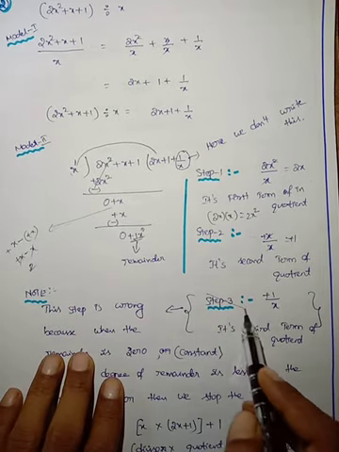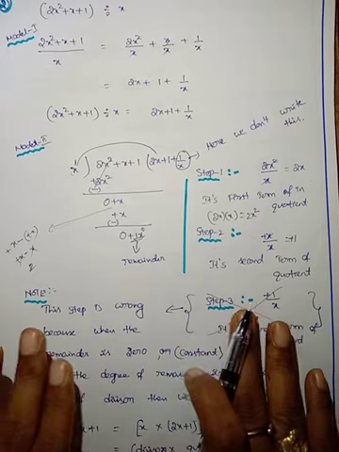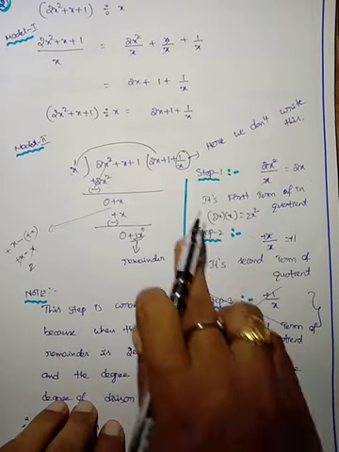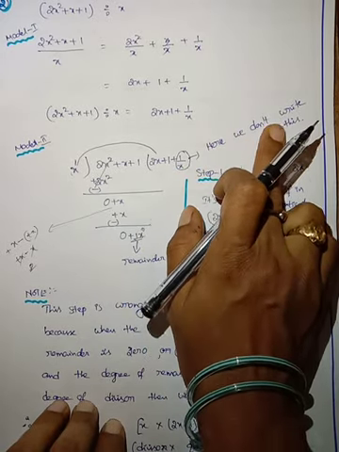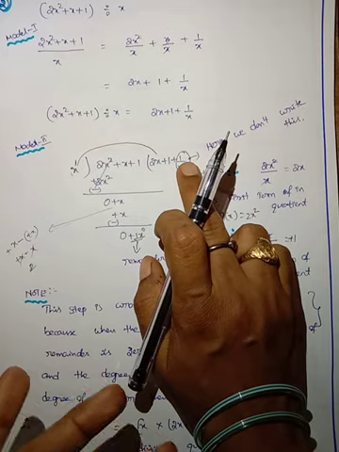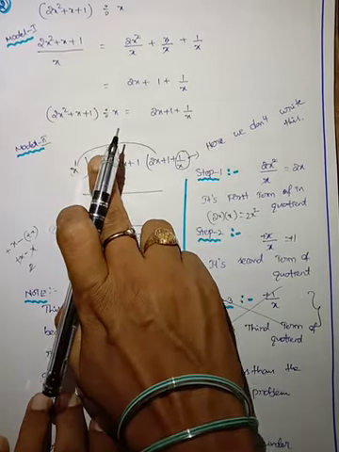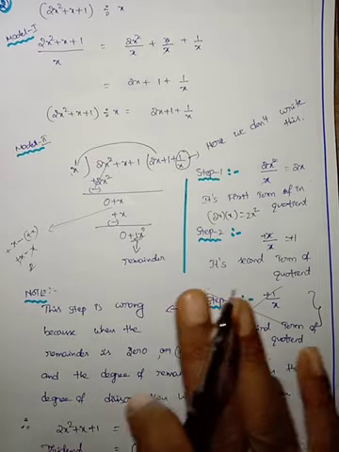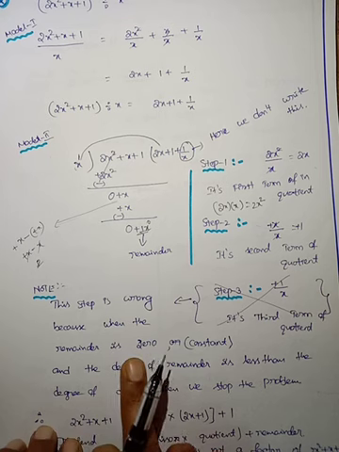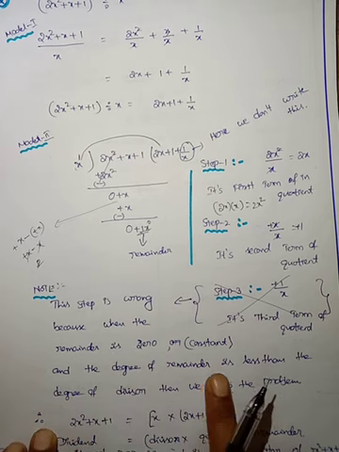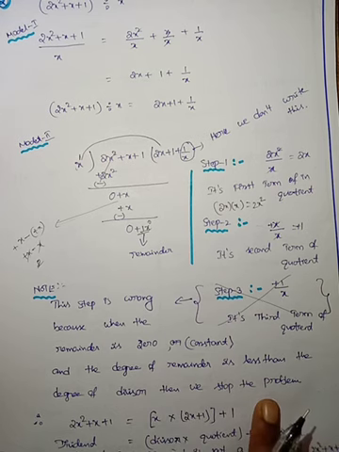Here, step 3, don't try it. There is no third term, because the degree of the remainder is less than the degree of the divisor, which means the problem is completed. This step is wrong, because when the remainder is 0 or a constant and its degree is less than the degree of the divisor, we stop the problem.